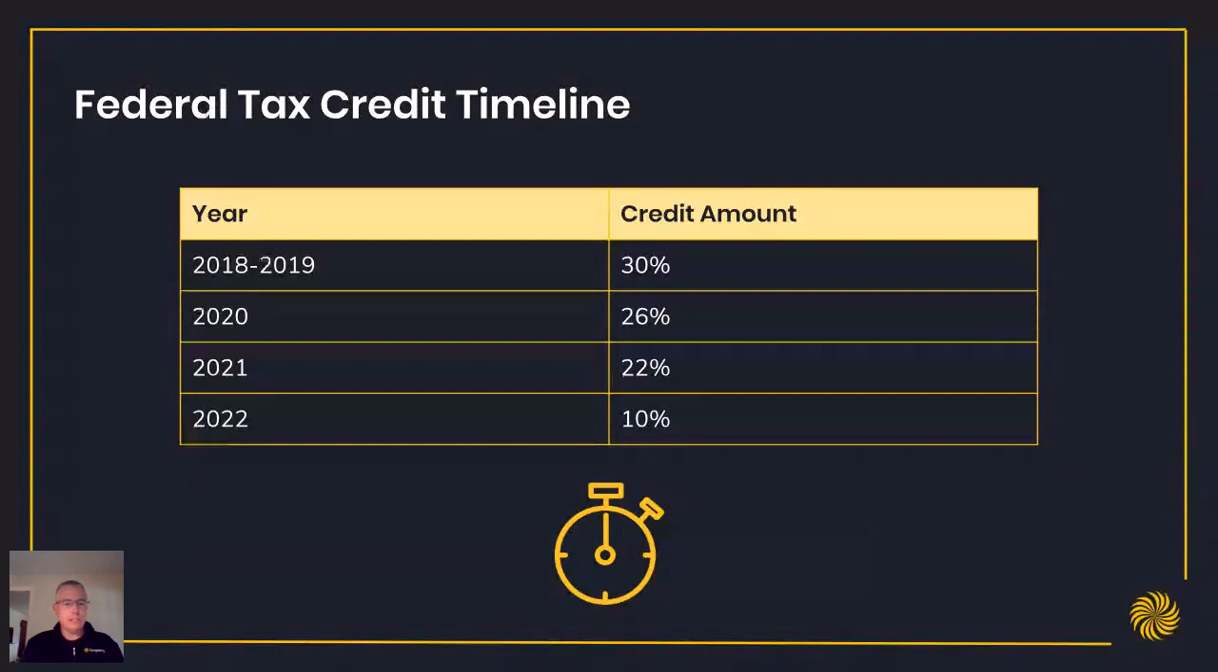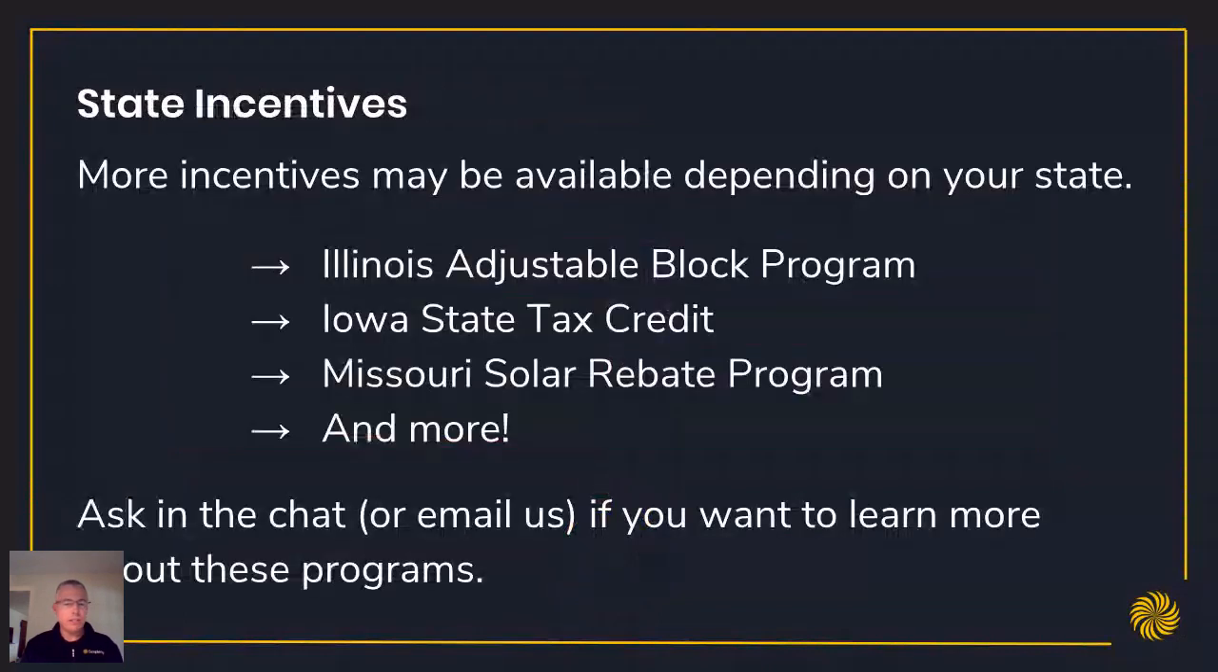So we'll talk a little bit about state incentives. Depending on what state you live in, there could be incentives in addition to that federal tax credit. For instance, in Illinois, there's the Adjustable Block Program. And again, I want to stress that each of these programs is detailed enough that we don't have the ability to go into them in great detail during this webinar, but we have done some in the past that have explained these in greater detail. And of course, your renewable energy consultant that you reach out to will be able to talk in much greater detail about any of them, whatever questions you have.